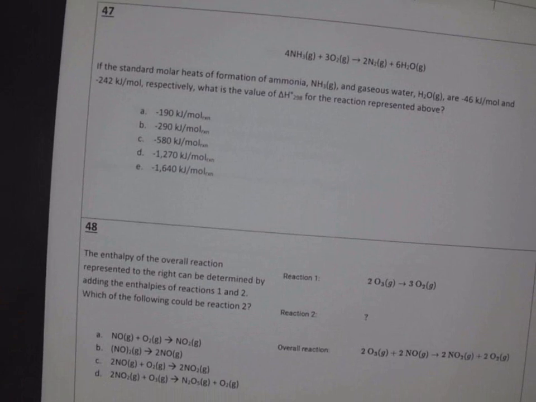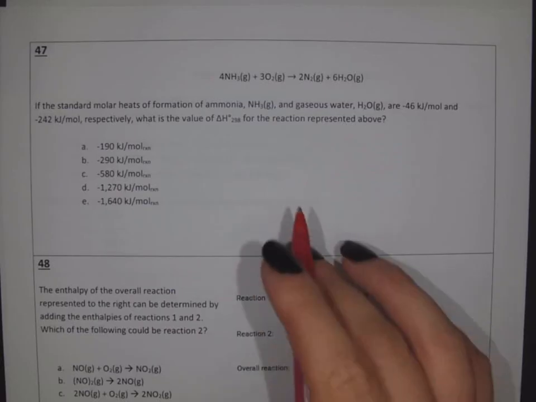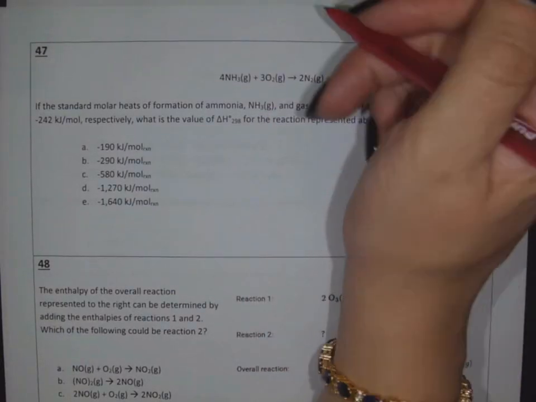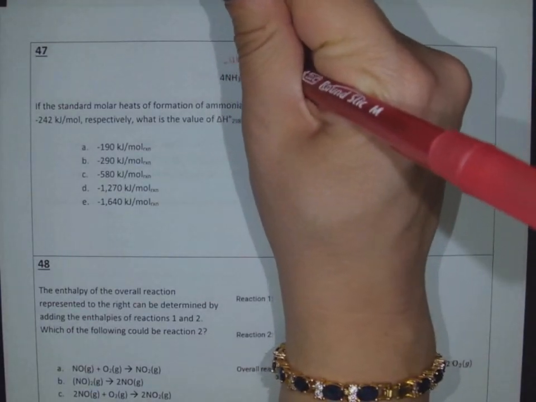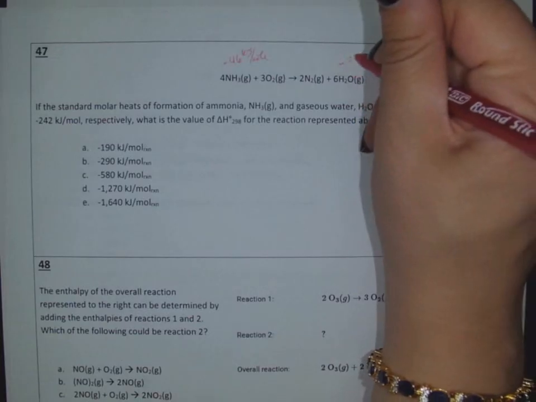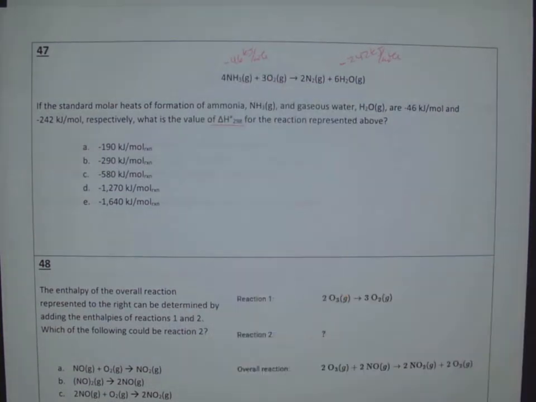Okay, 47. If the standard molar heat of formation of ammonia and gaseous water are negative 46 kilojoules per mole and negative 242 kilojoules per mole respectively. Okay, so we said ammonia and then we said water. So the ammonia must be negative 46 kilojoules per mole, and then the water is negative 242 kilojoules per mole. What is the value of delta H?